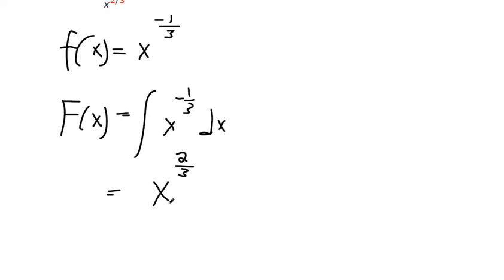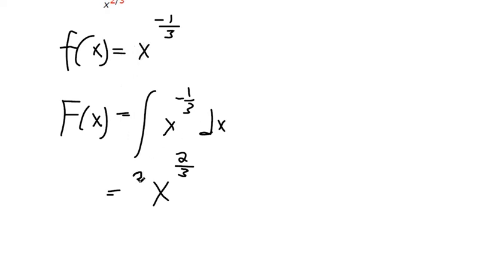And this is almost the antiderivative, but right now if we were to take a derivative of this, a 2/3 would come down and multiply, and then it could be reduced by 1. So we'd have 2/3 x to the negative 1/3 power. So that's close, but not quite, because we're not supposed to have a 2/3 here.